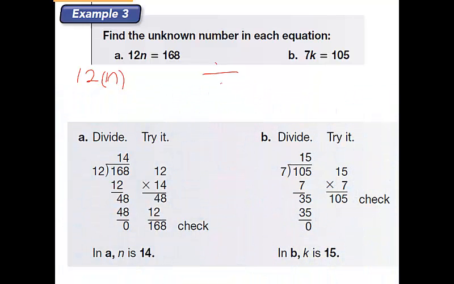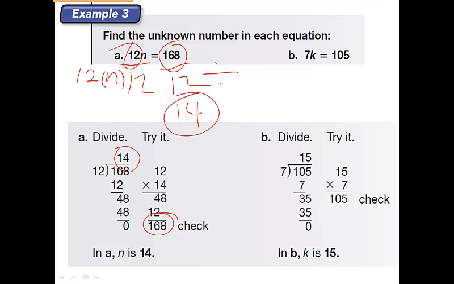All right, in A, we're going to divide the 168 by 12 and get 14. Then we're going to check our answer and see if 12 times 14 equals 168, and it does. So we know that that is our answer. So A is equal to 14.